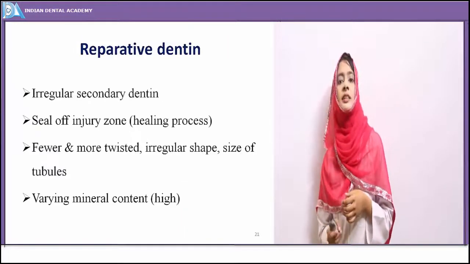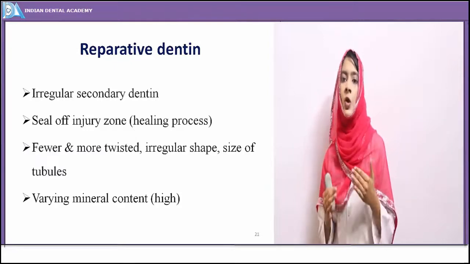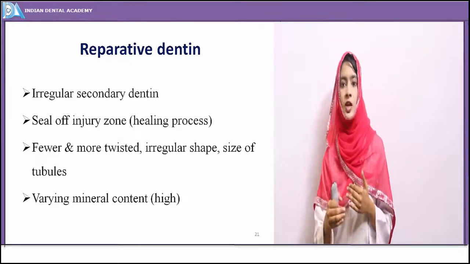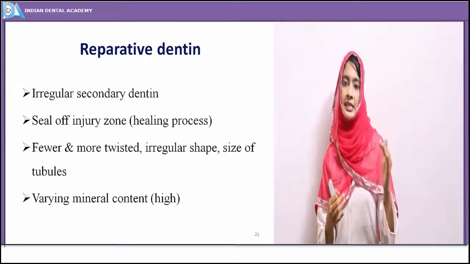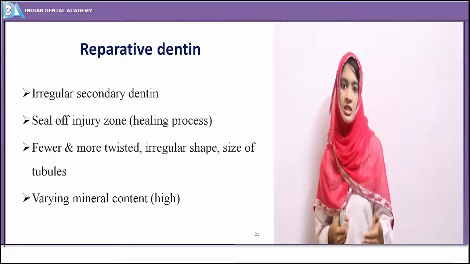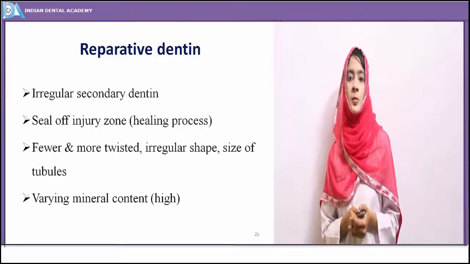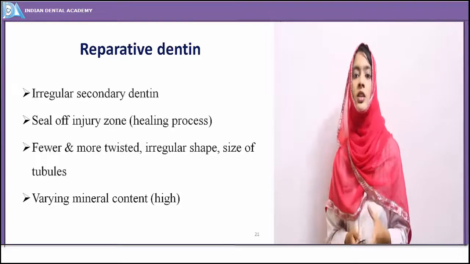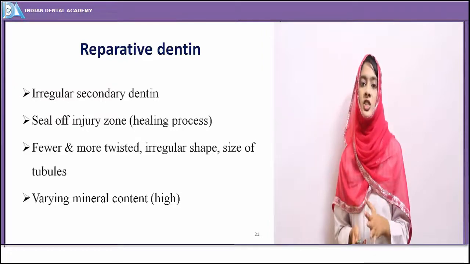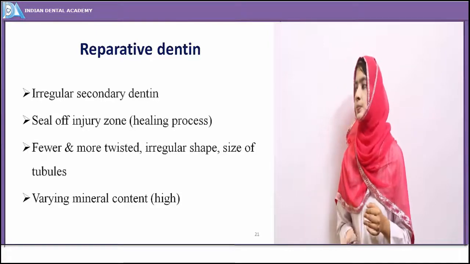Reparative dentin is nothing but irregular secondary dentin formed in response to an abnormal stimulus or trauma. Once some stimulus or trauma is there, secondary dentin deposition occurs and it seals the odontoblastic processes, thereby preventing the spread of the carious process or trauma. This dentin is irregular in nature, with fewer dentinal tubules and very little calcium and phosphorus, showing less mineralized content.